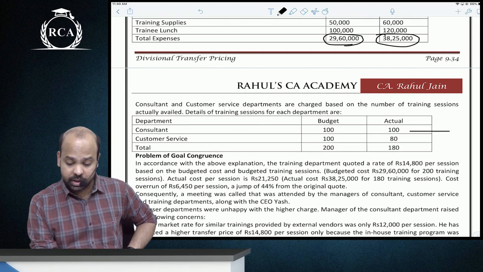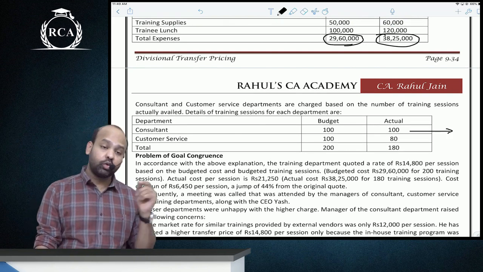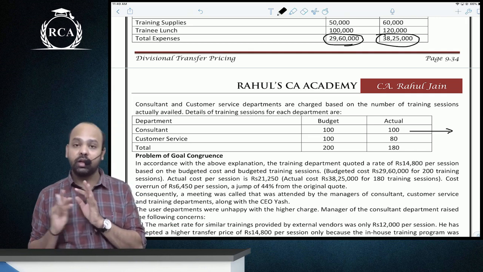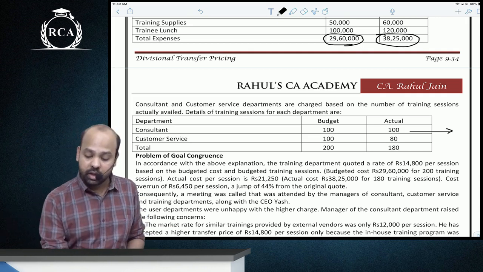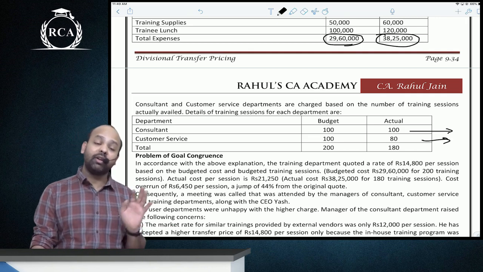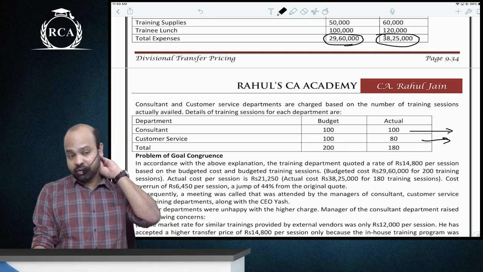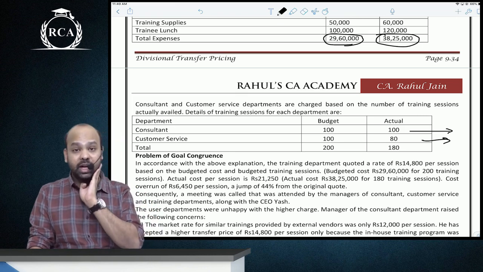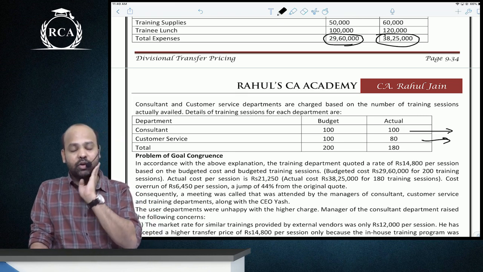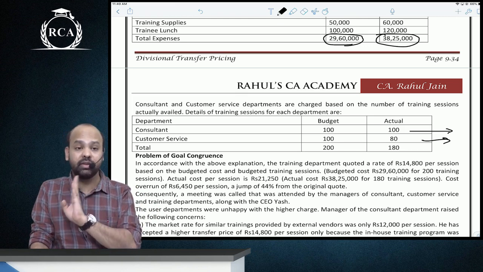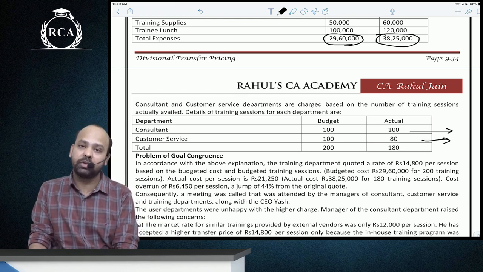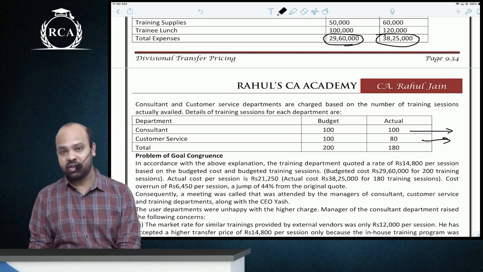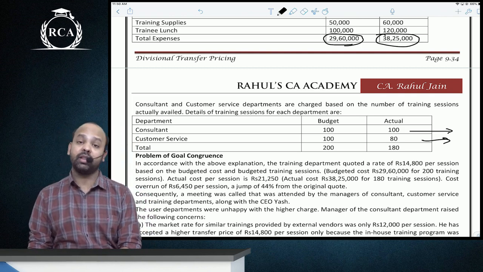Consultant department budgeted: the consultant department told the training department that I would be needing 100 training sessions for the year, and they actually availed 100 training sessions. Customer service, on the other hand, said I will be getting 100 training sessions during the year, but then they actually got 80 training sessions. Remember, guys, because of customer service availing a lesser number of training sessions, the cost per training session will increase, and this in turn would affect the consultant department.